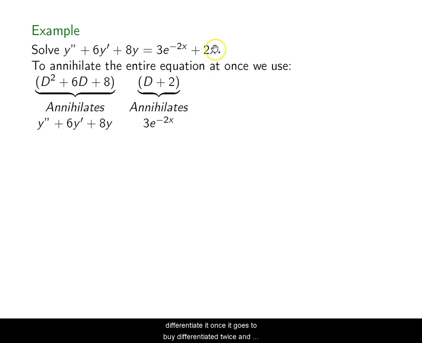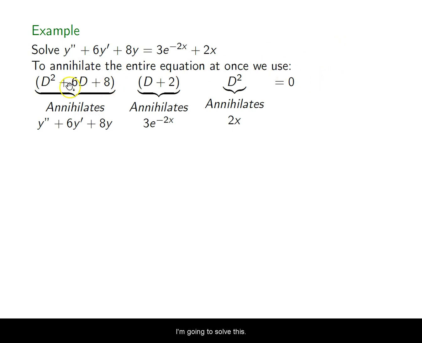If I differentiate it once, it goes to 2. If I differentiate it twice, it goes to 0. So I need a D². If you notice, when I put all these things together, this annihilates that, this annihilates that, this annihilates that. So when I have this whole equation together, I will get 0 because I annihilated my entire right-hand side.